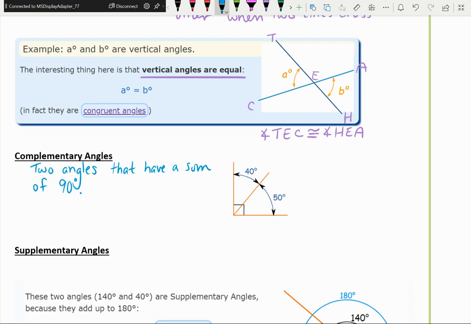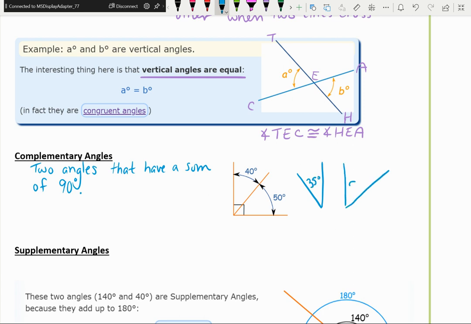The picture that's drawn for you has two angles, a 40 and a 50 degree angle, that are next to each other. They share a leg, or they share a ray here. We call that adjacent. But complementary angles could also be not adjacent. They could also not touch.